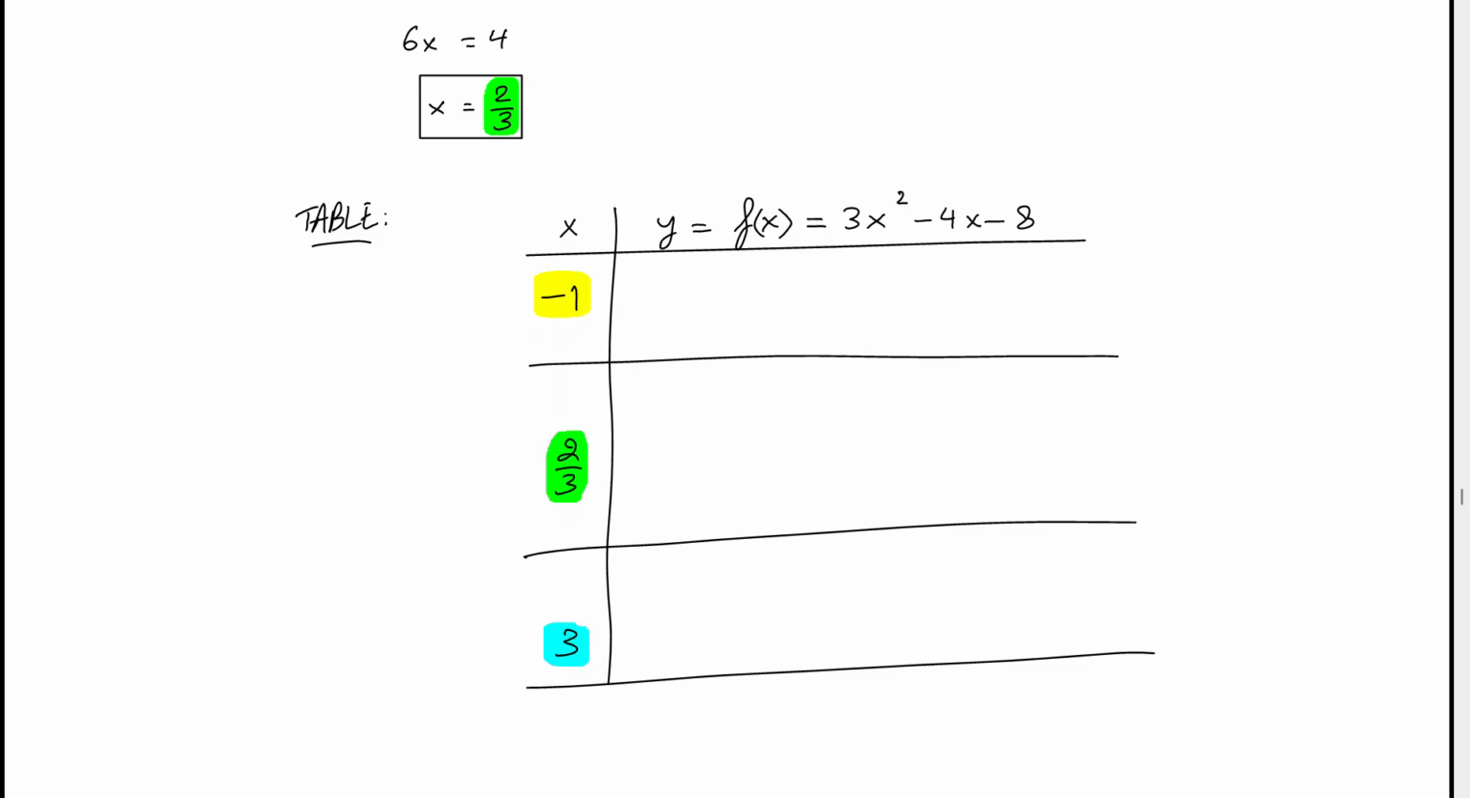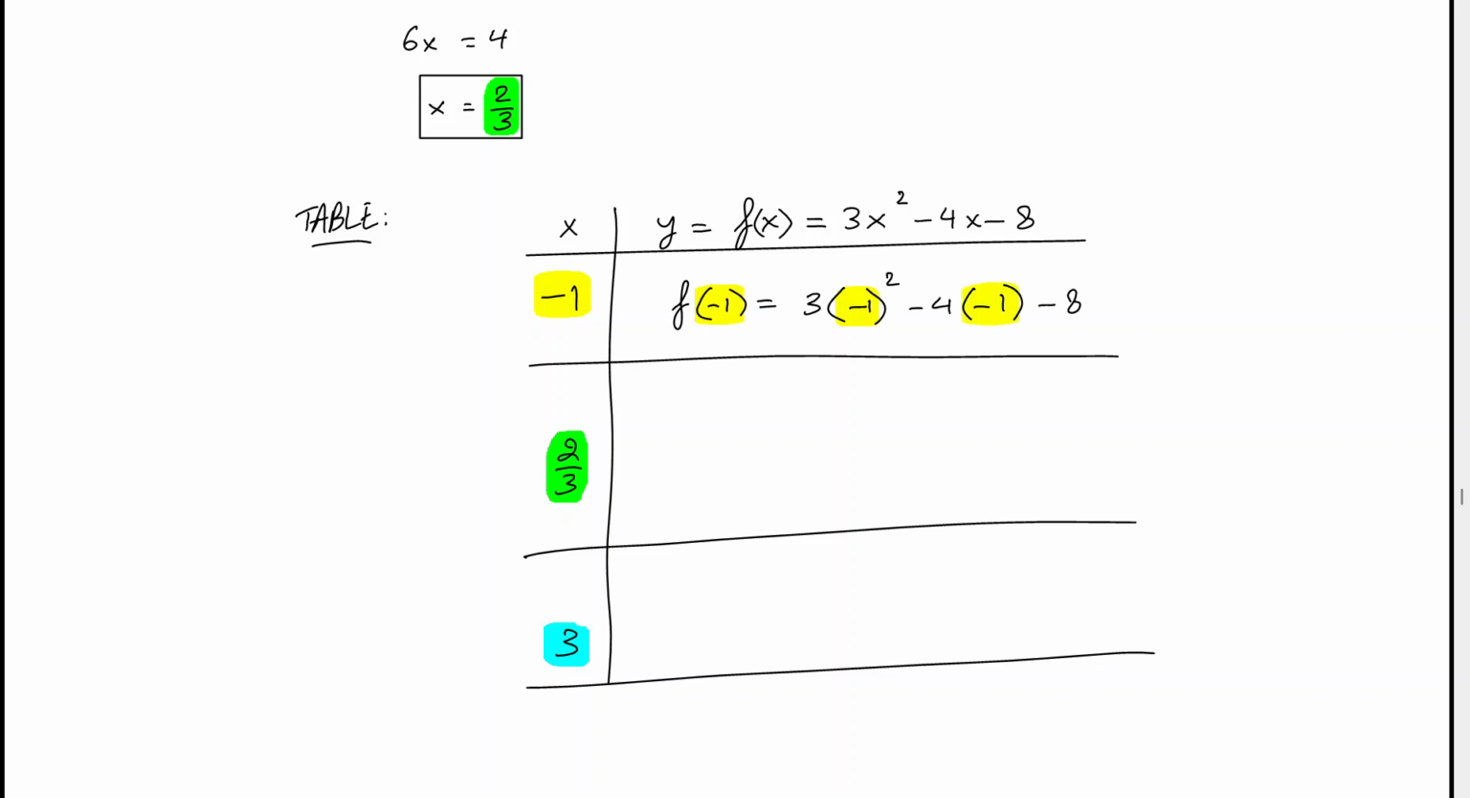and vice versa. The one with the smallest y-coordinate will be the minimum. So let me start with -1. If x is equal to -1, what will the y-coordinate at that location be equal to? So I'm going to plug -1 into f(x), and that will be basically 3 times -1 squared minus 4 times -1, and then minus 8.